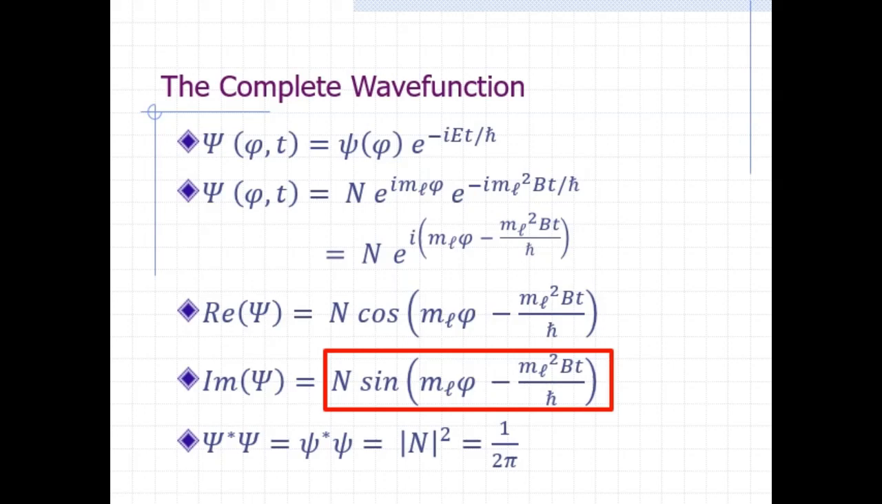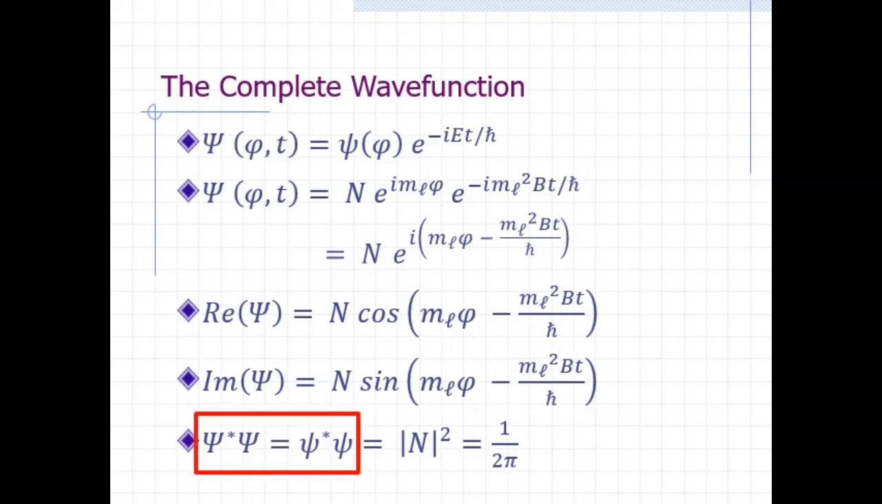Recall that for a stationary state, the probability density function, big psi star times big psi, is equal to little psi star times little psi, and should be independent of time. In this case, for any state associated with quantum number m sub l, the probability density turns out to be just the square of the absolute value of the normalization constant N. As we have seen earlier, this is equal to 1 over 2 pi.